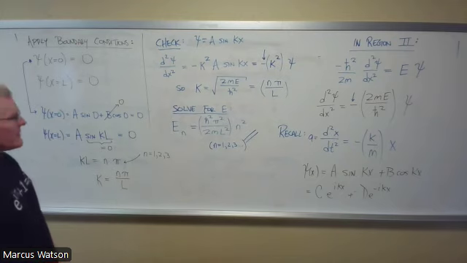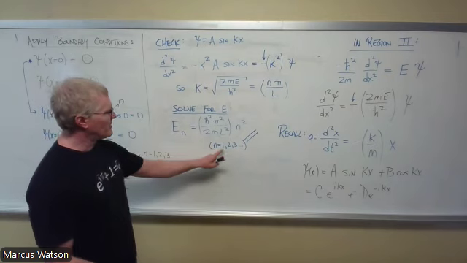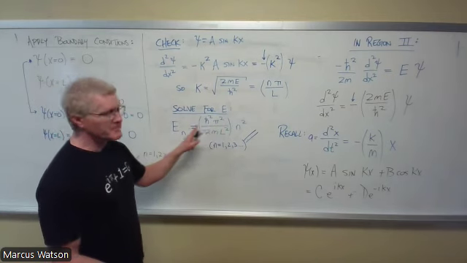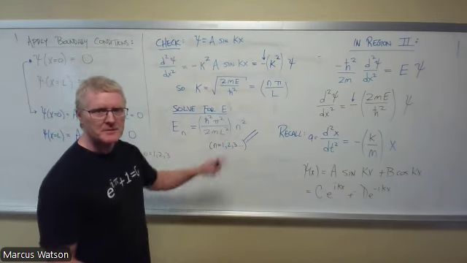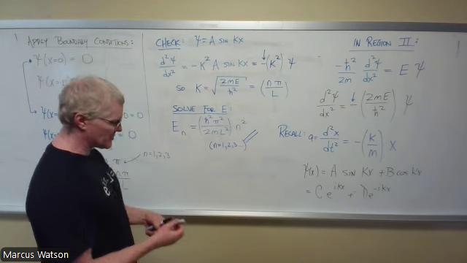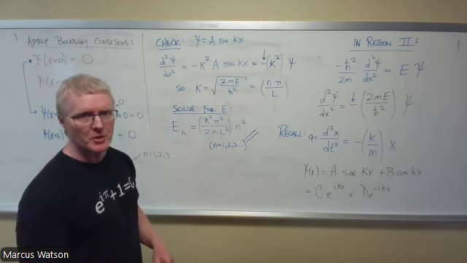tells us that we have some multiple of this number in parentheses times n squared. And that n is known as the principal quantum number.